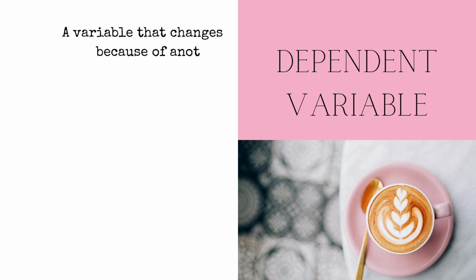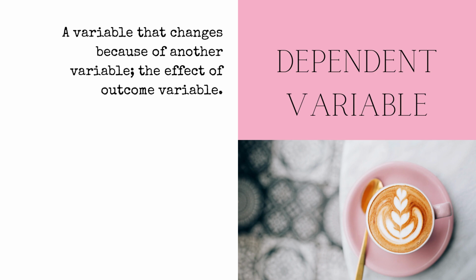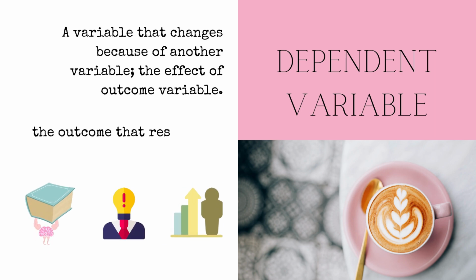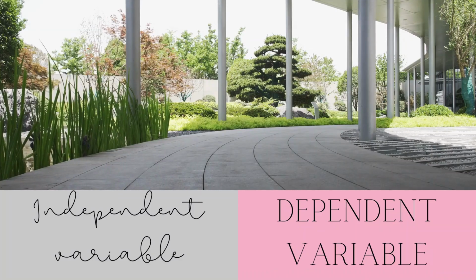While the dependent variable is the variable that changes because of another variable. This is the effect or outcome variable. It is the outcome that the researcher wants to measure, for example, IQ score, alertness, employment rate.